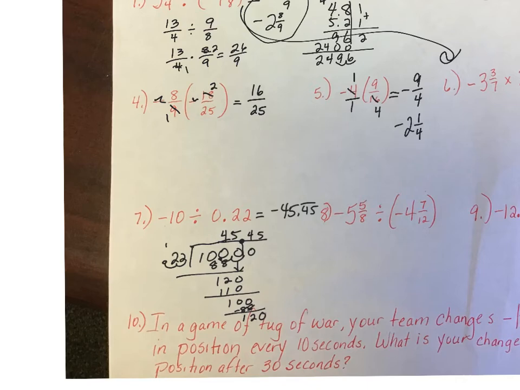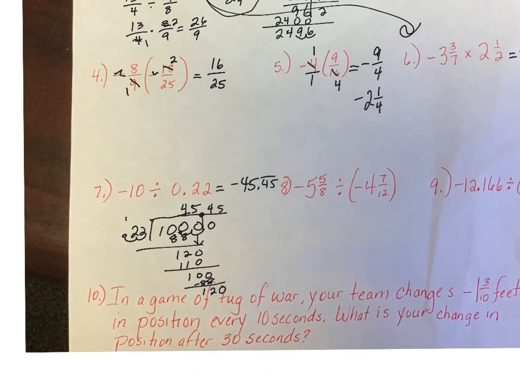Number 8, it says negative divided by negative, so we know we don't need those. That's going to make them improper. That is going to be 45 over 8 divided by, that's 48 plus 7 is 55 over 12. Now we have to multiply by the reciprocal of the second fraction. And I always like to cancel if I can.